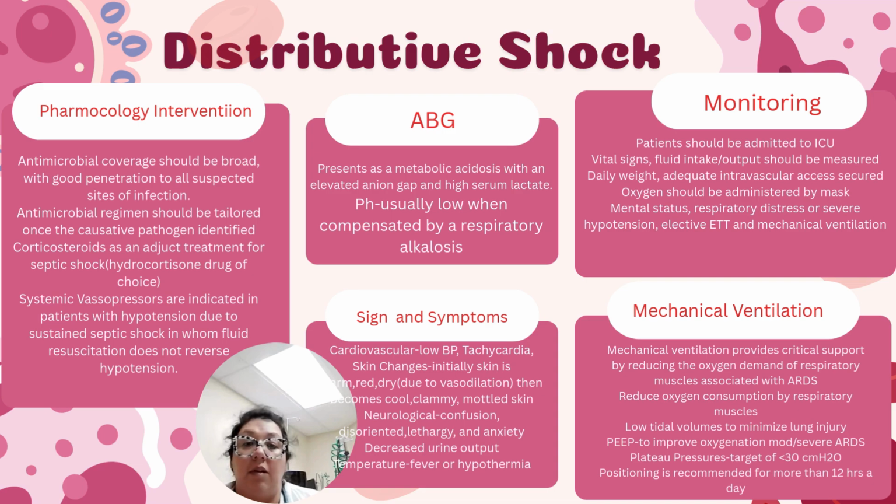Signs and symptoms include cardiovascular: low blood pressure, tachycardia, skin changes. Initially, skin is red, dry due to vasodilation, then becomes cool, clammy, mottled skin. Neurological: confusion, disorientation, lethargy, anxiety, decreased urine output and temperature, fever, or hypothermia.